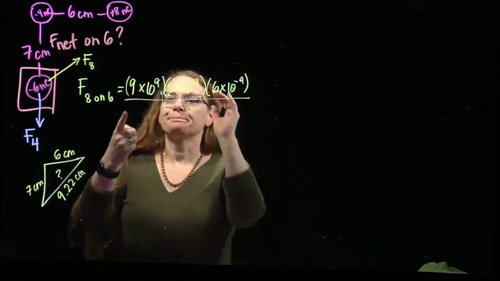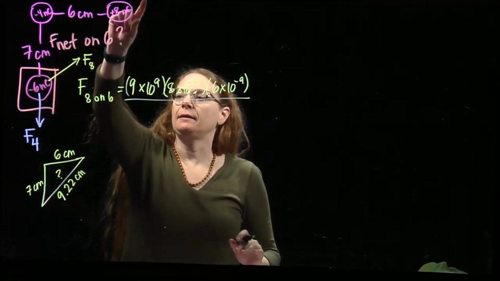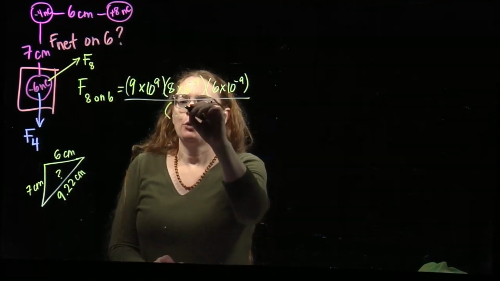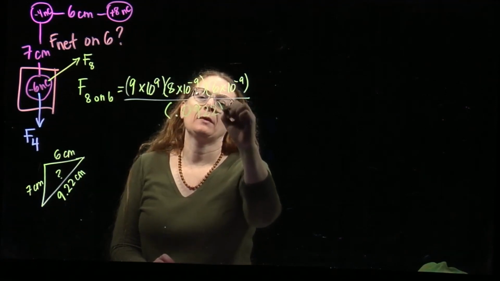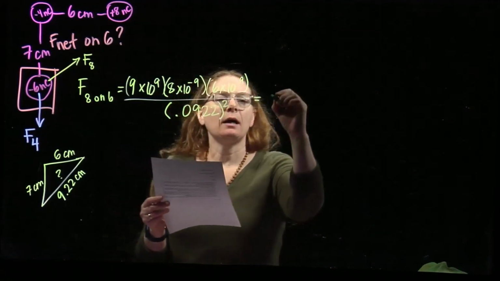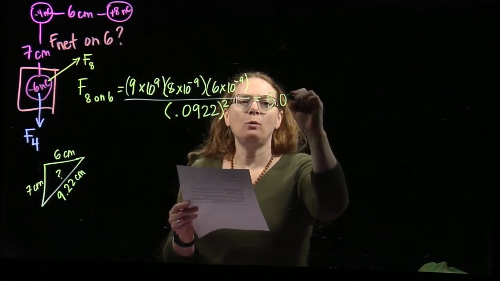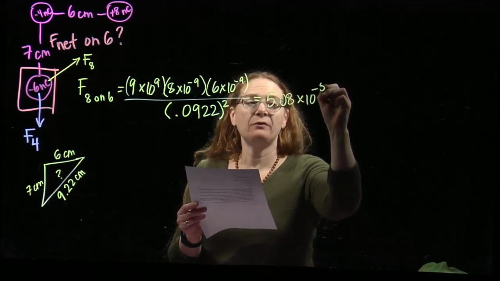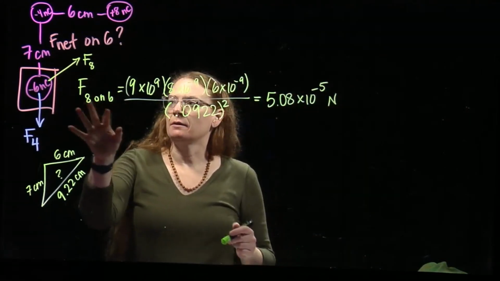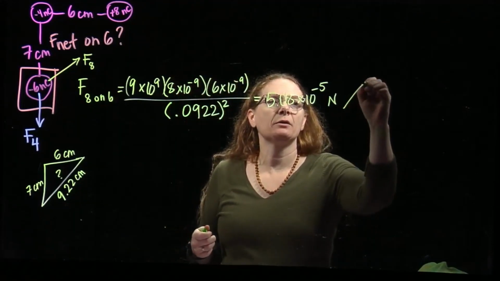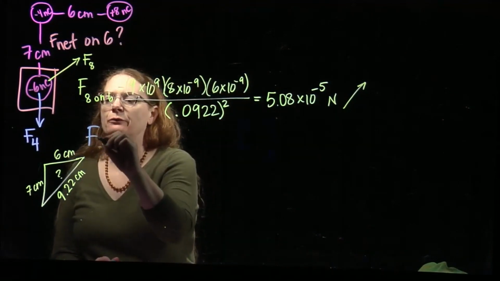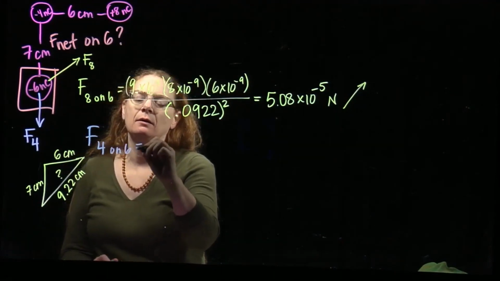All right, so distance between the 6 and the 8 is 9.22 centimeters. Got to convert to meters, 0.0922. And then don't forget to square it. If we do this, the 8 on the 6, I get an answer of 5.08 times 10 to the -5 newtons. All right, so there's the force of the 8 on the 6, and we know the direction is up and to the right.